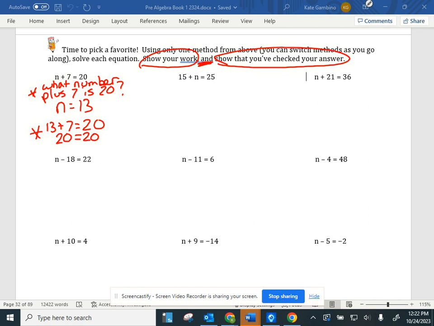We have a little bit of work time before our presentation. This is a silent work time.